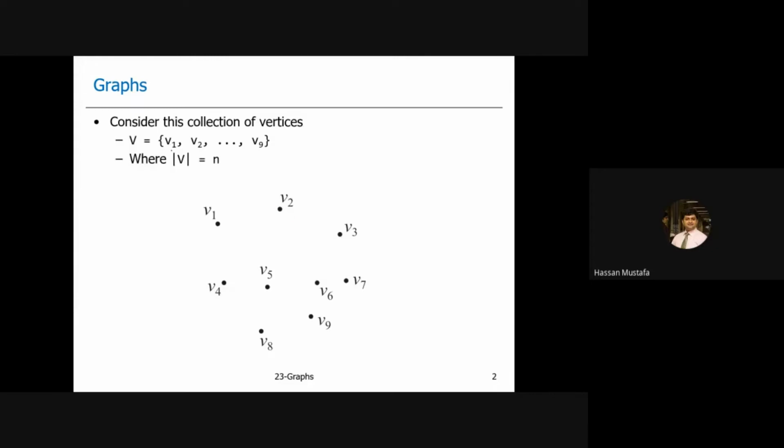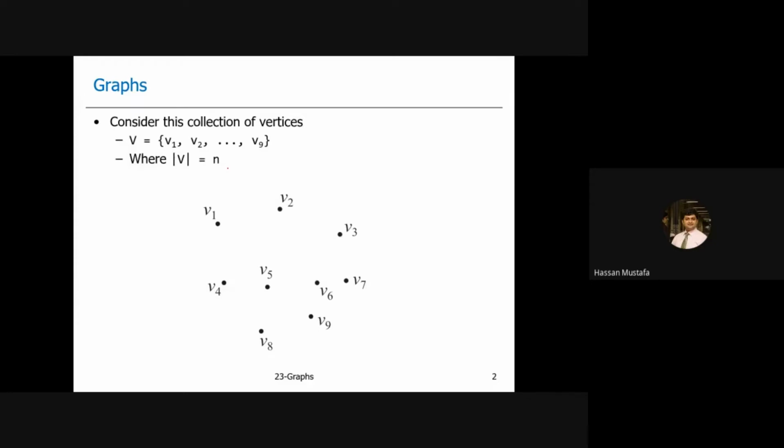So the collection of these entities is what we call the set of vertices, and we represent them using this notation. And then the size, that is the number of these vertices, we represent it with this bar sign, that is the magnitude of V, or the size of V of this set is equal to n. So whenever we want to see how many entities are there in the graph, then we say the size of the set of vertices, and we represent that value as n.